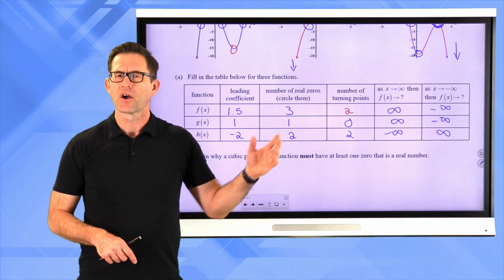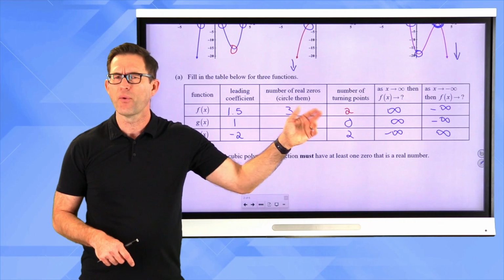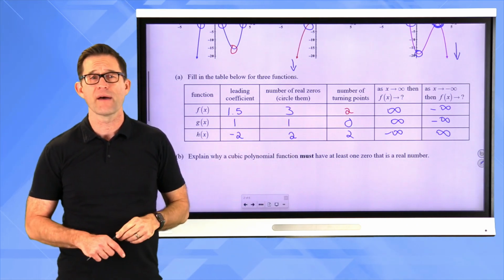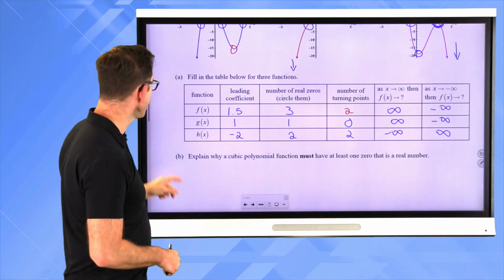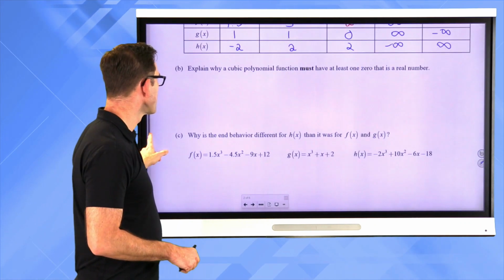It looks like a cubic could have 2 turning points, 0 turning points. Maybe a cubic could have only 1 turning point. We'll have to see, all right? So let's start to answer some questions based on those 3 graphs.